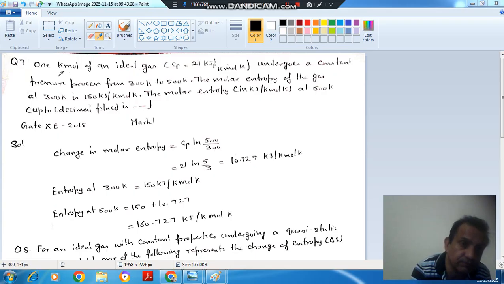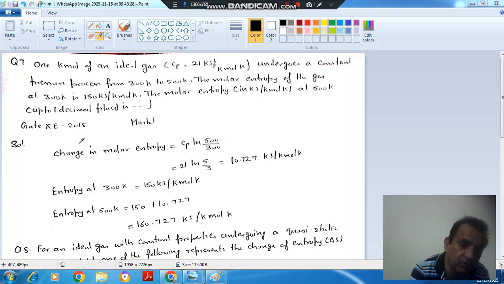Question number 7: 1 kilomole of an ideal gas, Cp is equal to 21 kilojoule per kilomole per Kelvin, undergoes a constant pressure process from 300 Kelvin to 500 Kelvin. The molar entropy of the gas at 300 Kelvin is 150 kilojoule per kilomole per Kelvin. The molar entropy in kilojoule per kilomole per Kelvin at 500 Kelvin, up to one decimal place, is dash.